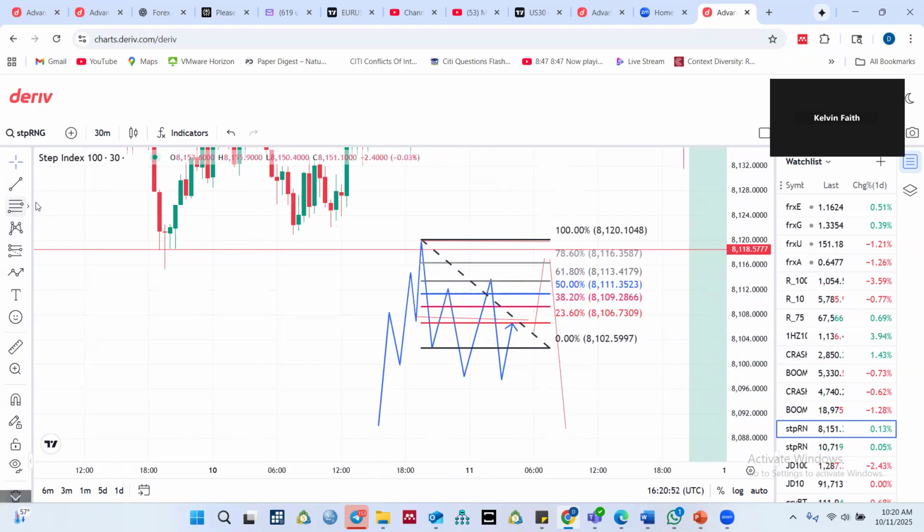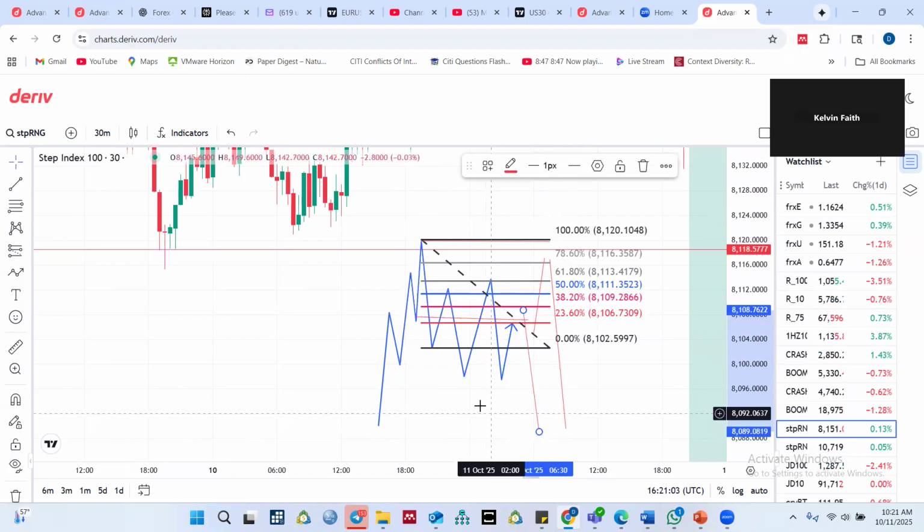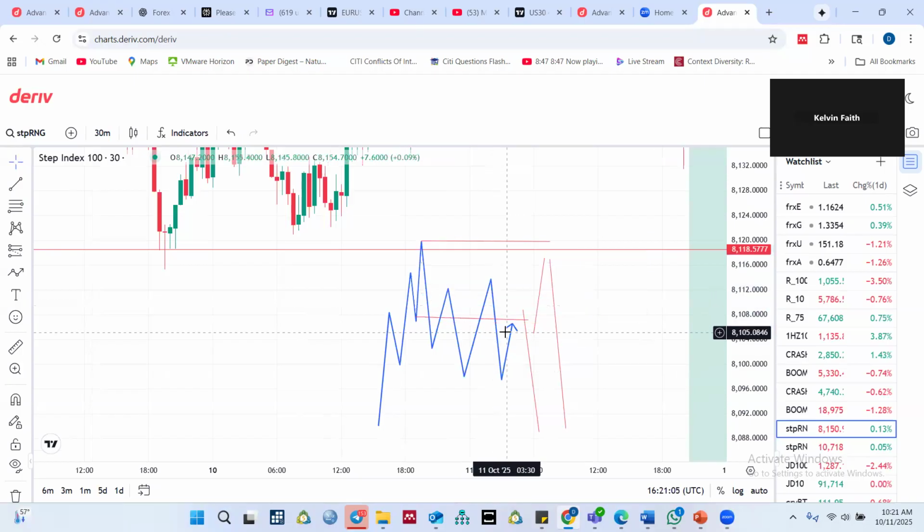Okay. So two things: either it will push up, not take this high out, and then sell, or it will just sell from somewhere here where it is. Okay. So these are the options.